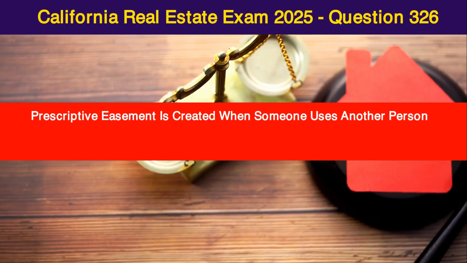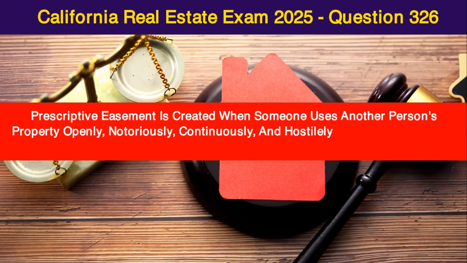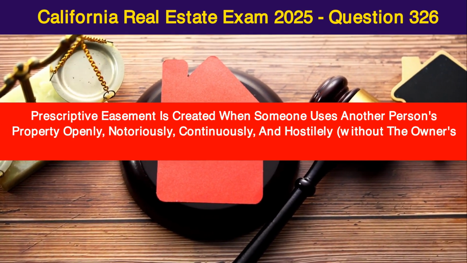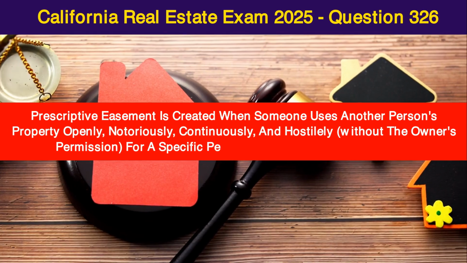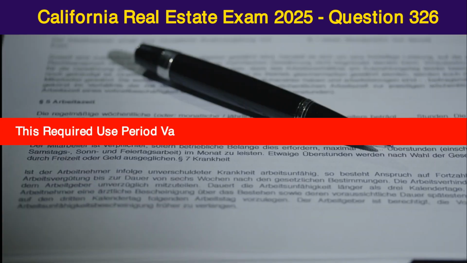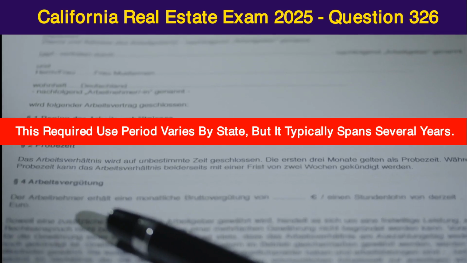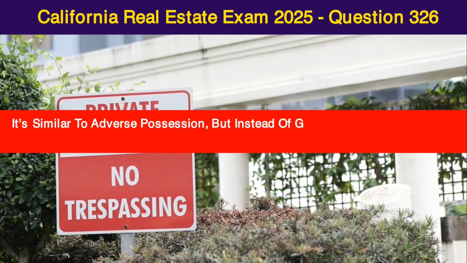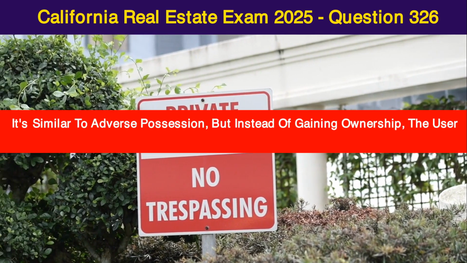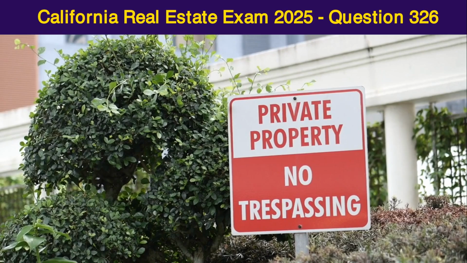A prescriptive easement is created when someone uses another person's property openly, notoriously, continuously, and hostilely, without the owner's permission, for a specific period of time defined by state law. This required use period varies by state, but it typically spans several years. It's similar to adverse possession, but instead of gaining ownership, the user gains the right to use a portion of the property.